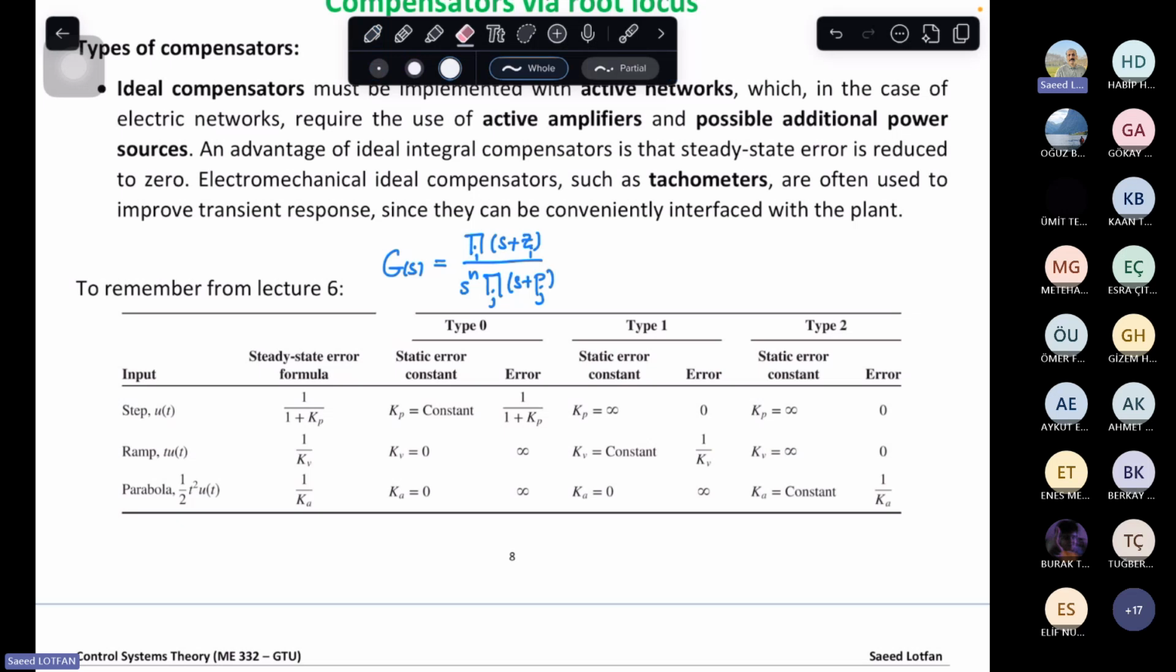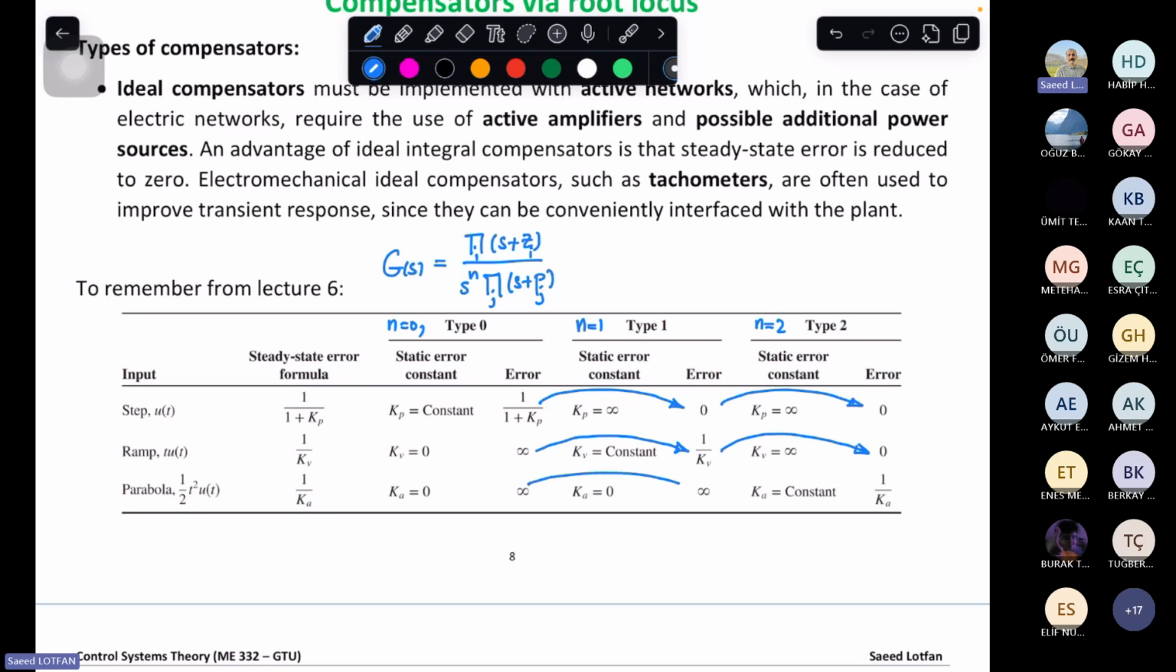So if n is equal to 0, type is 0. If n is equal to 1, type is 1. And n equal to 2, type is 2. What do we see on this table? We see that error is constant here, and by increase of the type, it becomes 0, and it continues to 0. Or here, the error is infinity. By increasing the type, it becomes a lower value, 1 over kV, which is the velocity constant of the system. And by increasing further, it becomes 0, the steady state error. So again, infinity continues to infinity, but it becomes 1 over k. Of course, if we increase the type, we will get 0 value here too.